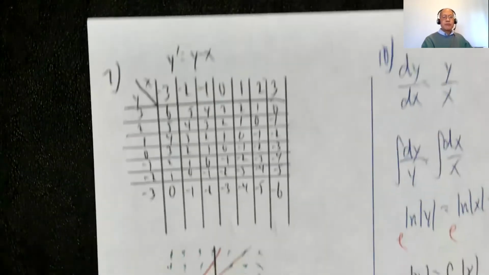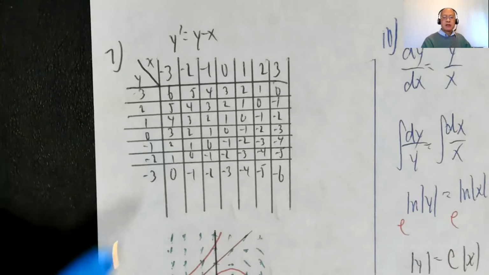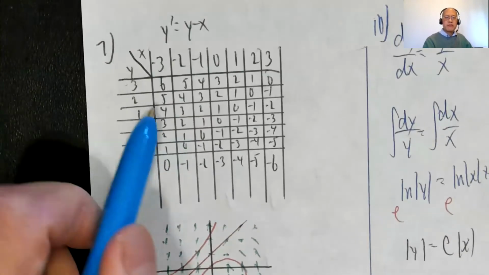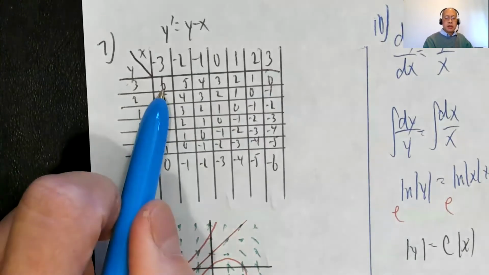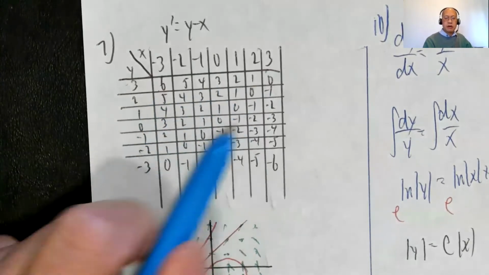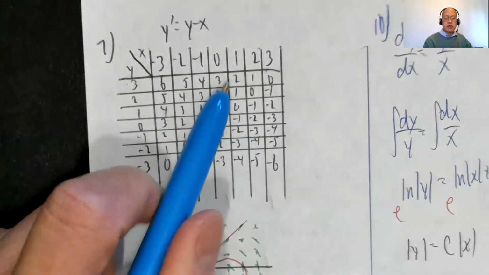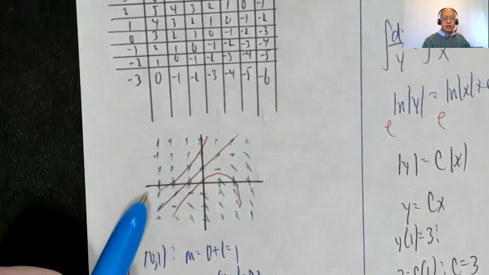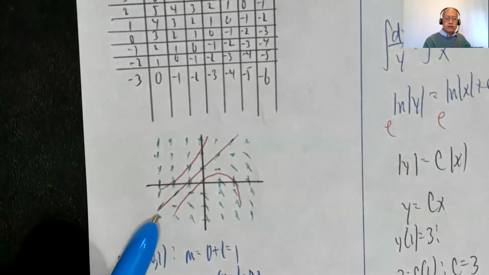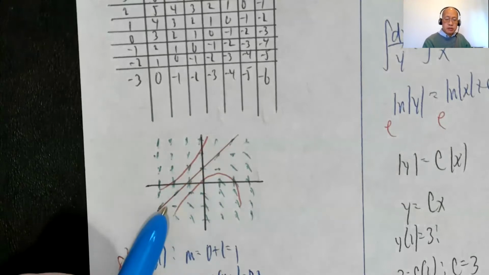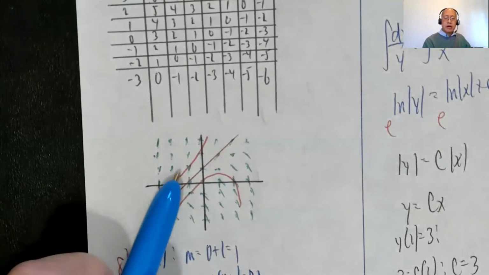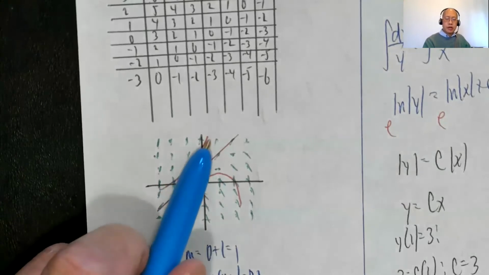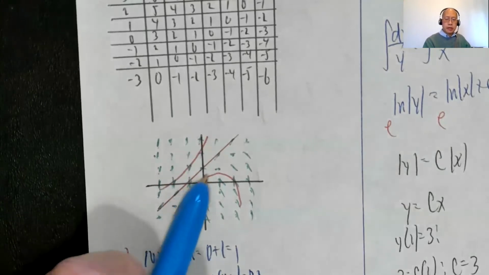7, y prime is y minus x. Here's the pattern. You can look at it yourself, but the extremes are 6, 0, negative 6, and 0. And go this way, it looks like you count down by 1. And if you go this way, you also count down by 1. So here's a picture, 3 different solution curves. Well, you go along the straight line, which looks like y equals x plus 1. You don't have to write that down. And if I drop a particle above, it looks like it's curving up. And if I drop a particle below, it looks like it's curving down.